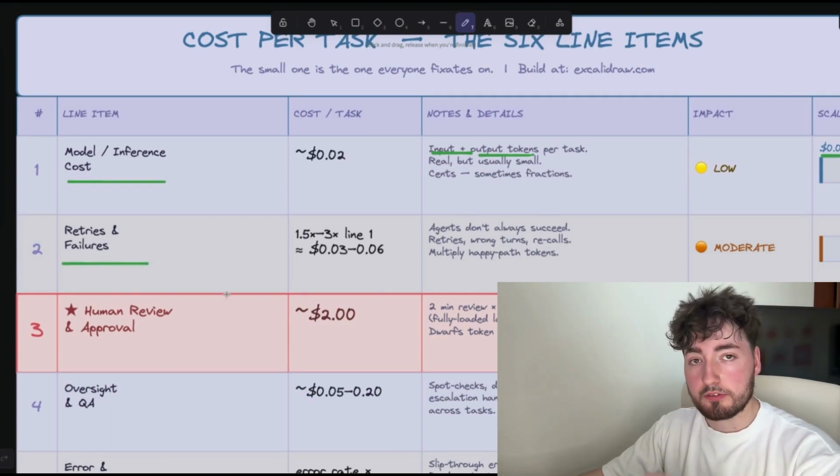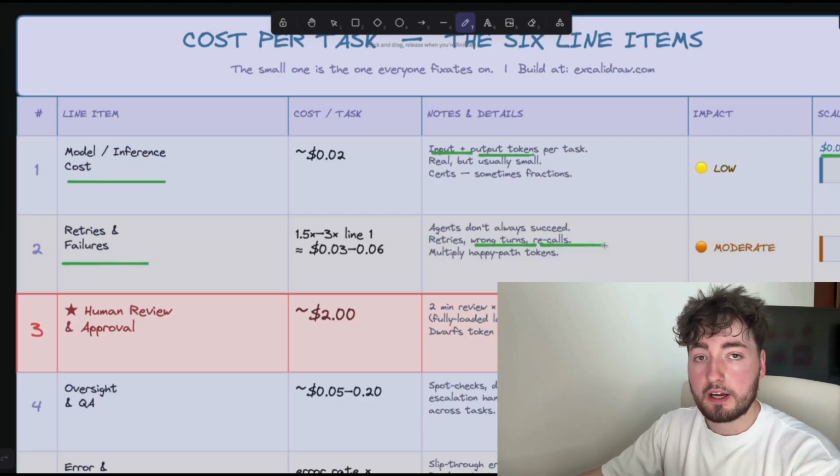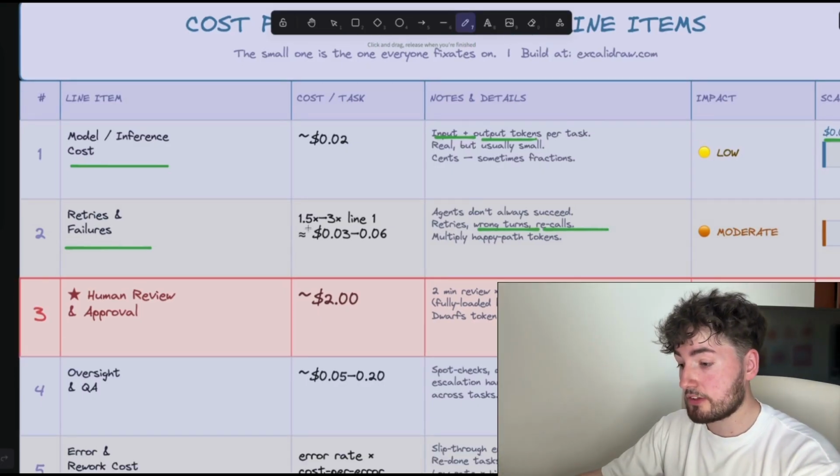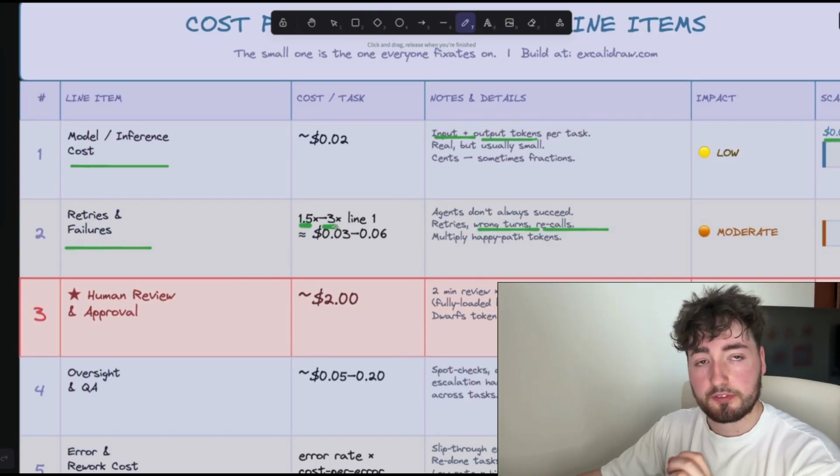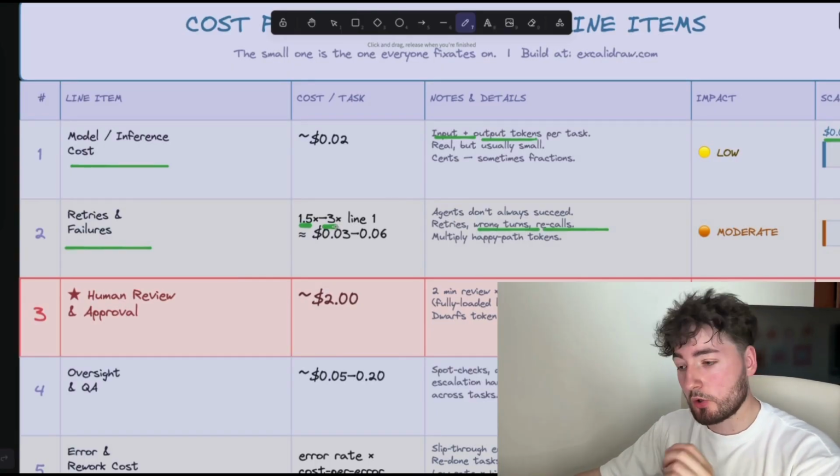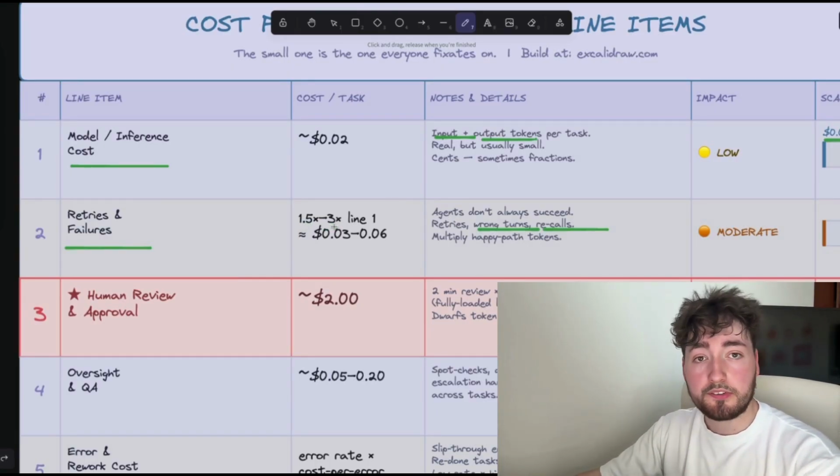Line 2 is retries and failures. Agents don't succeed on the first try every time. They take wrong turns. They call a tool, fail, and call it again. So your real token usage might be 1.5 to 3 times the happy path number. Multiply line 1 accordingly, and suddenly 2 cents is 5.